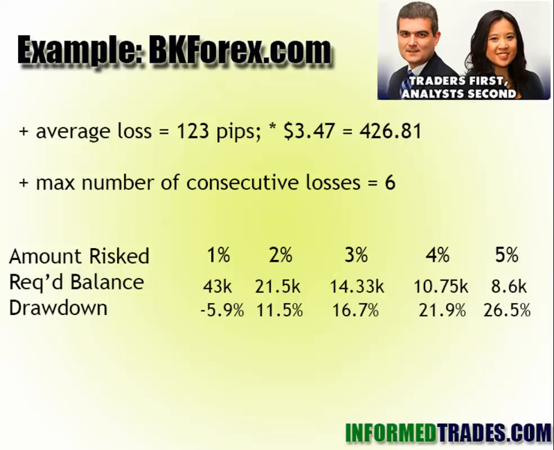At 2%, you can start with a much smaller balance, but you're going to have a higher drawdown. And the same concept goes all the way through. If you risk 5% per trade, you can start with $8,600. That's a smaller amount for a lot of individuals, but you will have to be willing to tolerate a much larger drawdown because you're risking 5% of that smaller capital base each time. So if they go through a string of losers, and historically they did have a stretch where they lost 6 in a row, that can result in a drawdown of 26.5%.